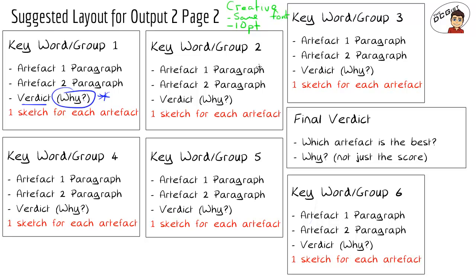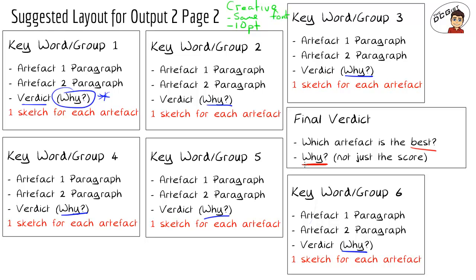So a paragraph on the first artifact, a paragraph on the second artifact, and then a verdict and a why. The why in every single one is absolutely vital to make sure that we get all of the marks. After we've looked at all of the keywords, we're looking for a final verdict and which artifact is the best. The winner of this doesn't necessarily have to be the one that you're going to model, but in reality it would be better if it was. So you're trying to pick the one that won, but hopefully the one that won is the one that you're going to model.